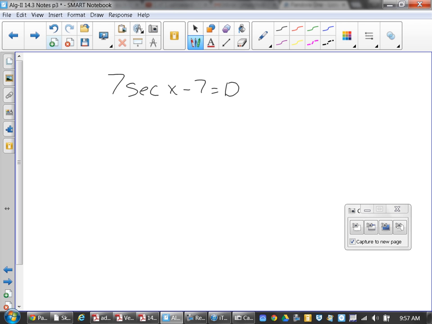Add 7, divide by 7. This is number 2 of the general solution. So secant of x is 1. Secant is the inverse, right? So would that be r over x? Right. So now think about it. What angle has a secant value of 1?